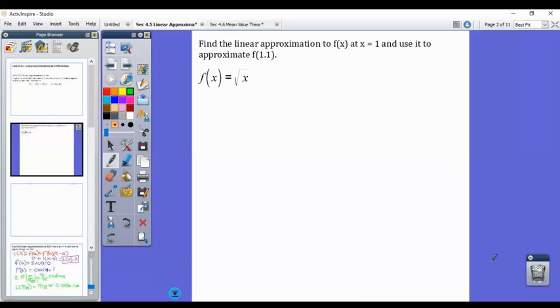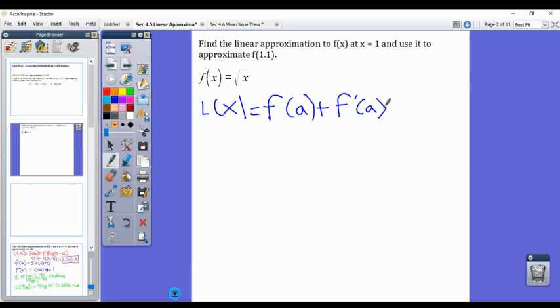So to do the linear approximation, we're going to use the following formula. We're going to substitute in some value a into our function, and we're going to add that with the derivative with the same a value plugged in, multiplied by x minus a. Okay, so I need a few pieces to make this work.